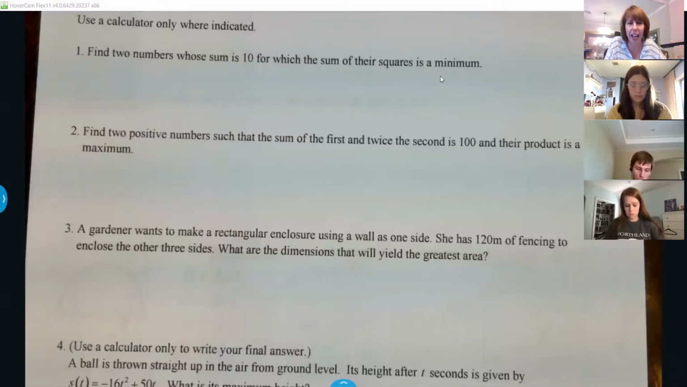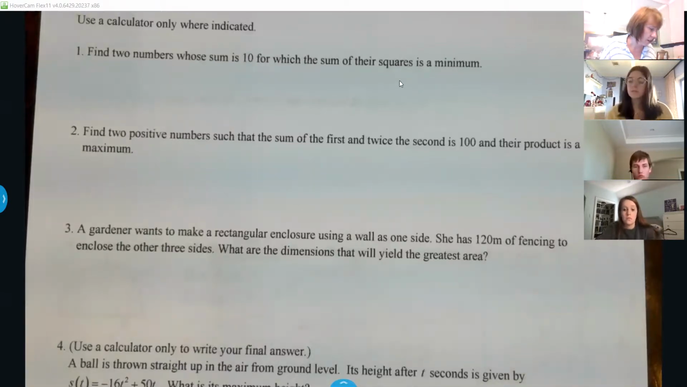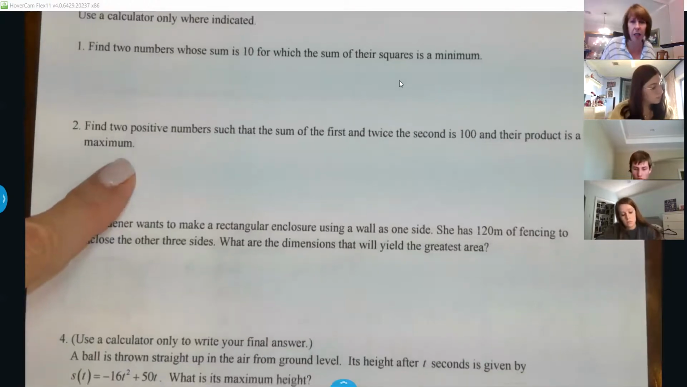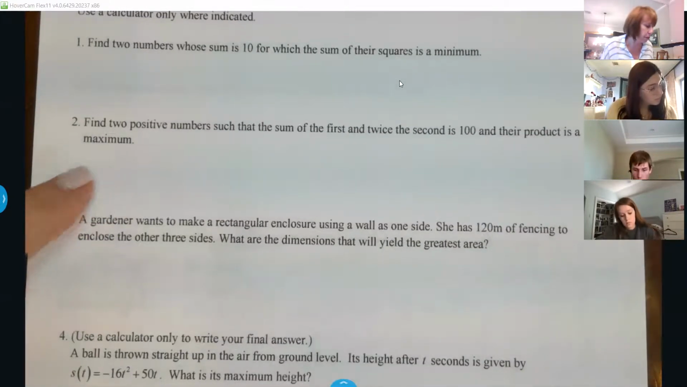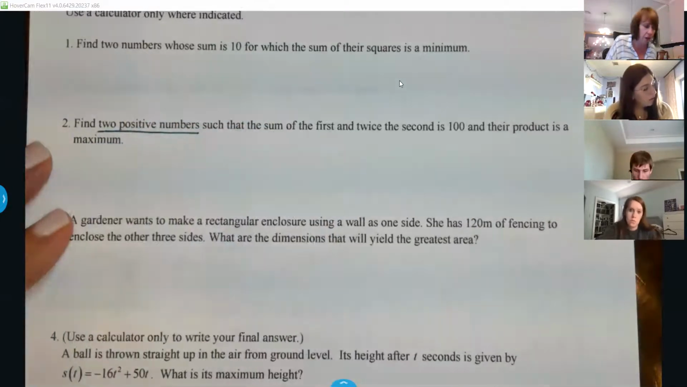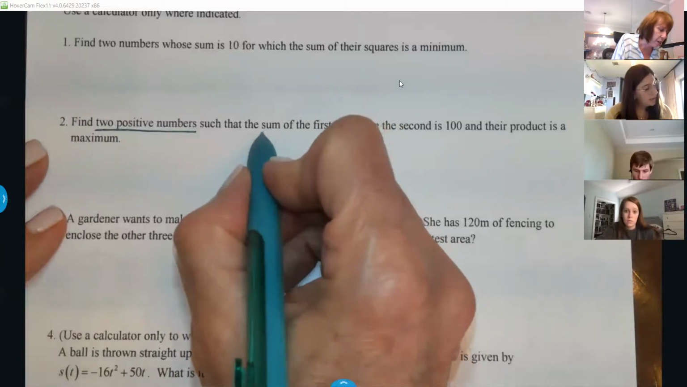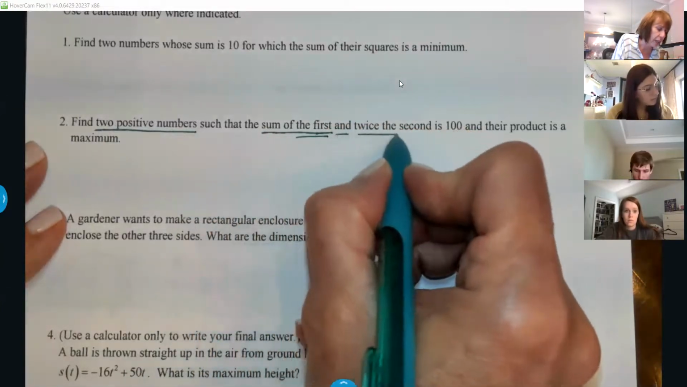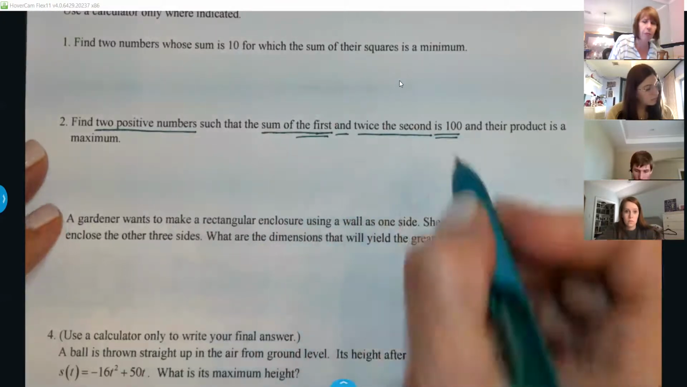Okay, let's do number 2 here. It looks a little bit more difficult than number 1. So we're finding 2 positive numbers such that the sum of the first and twice the second is 100.